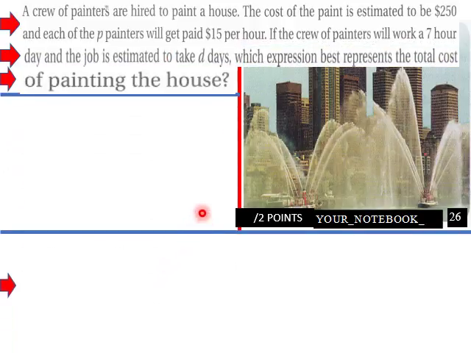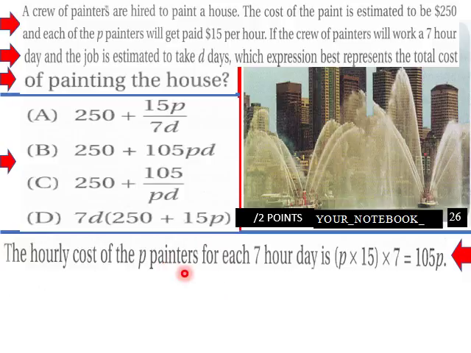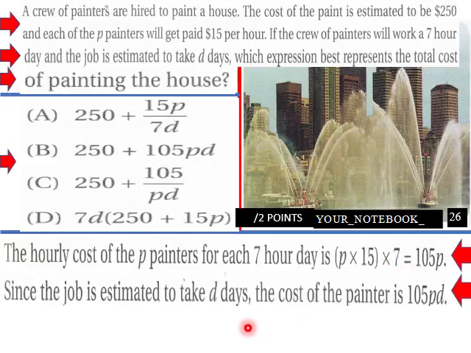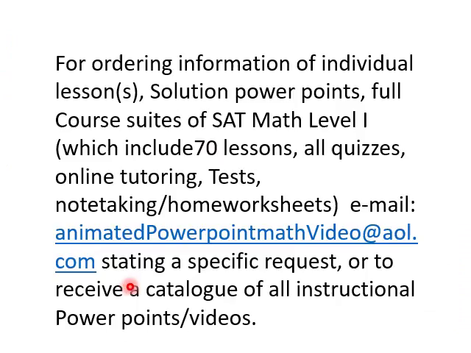Using the distributive law, we have a house painting problem here. So the hourly cost of P painters for each 7-hour day is P times 15 times 7. Since the job is estimated to take D days, the cost of the painters is 105 PD. Adding the cost of paint gives us 250 plus 105 PD. So it will be B here.